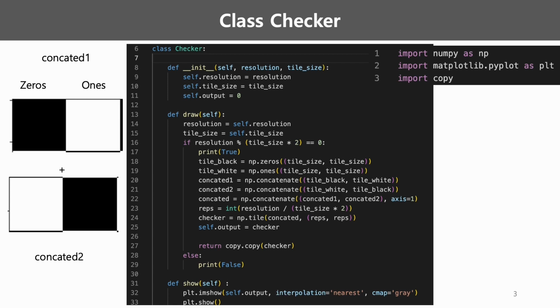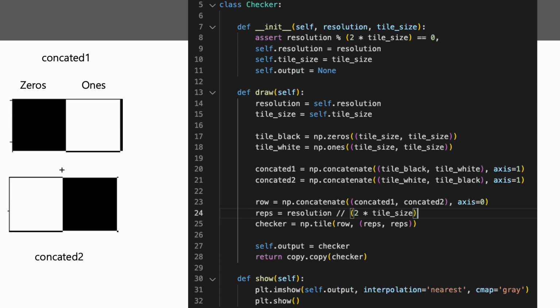The show method displays the checkerboard pattern using plt.imshow. And I set the interpolation to nearest and the color map to gray for a proper visualization. And then I thought there could be something to improve from the original code, so I asked ChatGPT. So that was ChatGPT's improvement of my code.